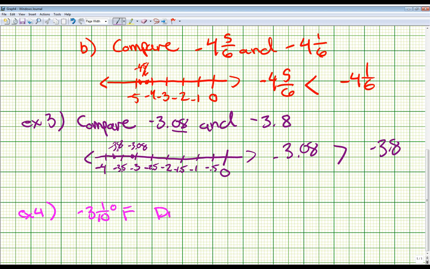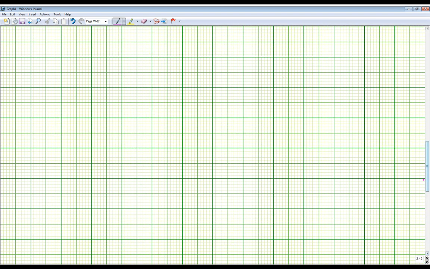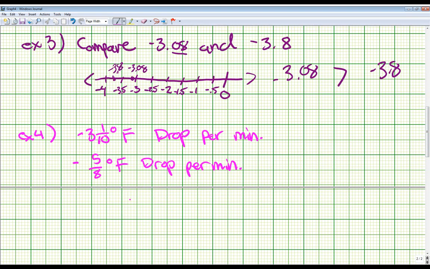And I'm going to put a drop next to that. That's the drop. And it's going down 3 1/10 degrees per minute. So it's going down 3 1/10 per minute. The next drop they record is a -5/8 degrees Fahrenheit per minute. And I'll flip to a new page here since I'm kind of running out of space. And the last one says it's a -2 1/5 degrees Fahrenheit drop per minute.